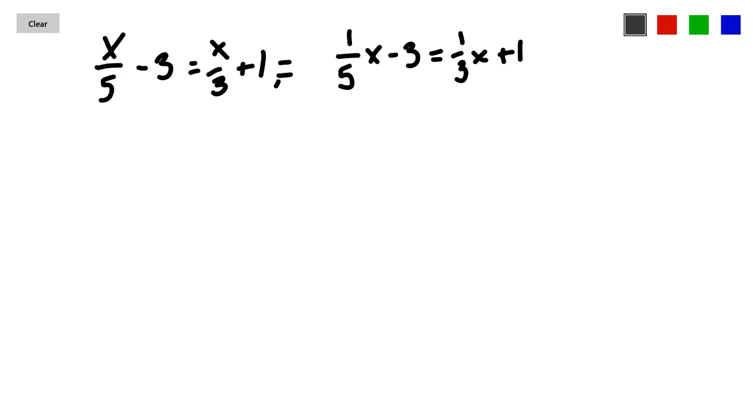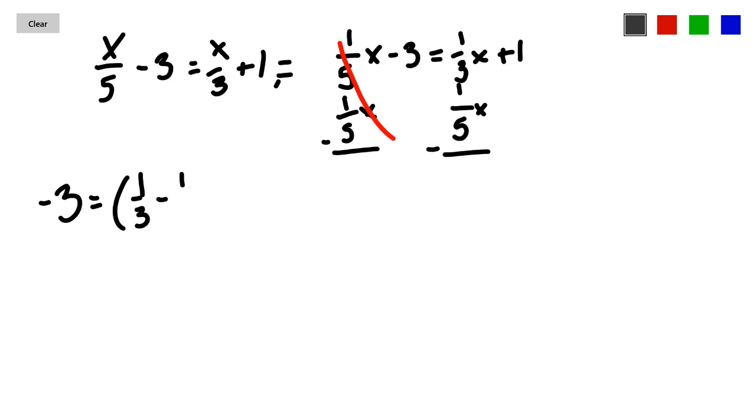So what I'm going to do is subtract 1/5 x from both sides, because 1/5 x minus 1/5 x is just 0. And whatever I do on one side, I have to do on the other. So I end up with minus 3 is equal to 1/3 minus 1/5 x plus 1. Now 1/3 minus 1/5 is 2 over 15. So I have negative 3 is equal to 2 over 15 times x plus 1.